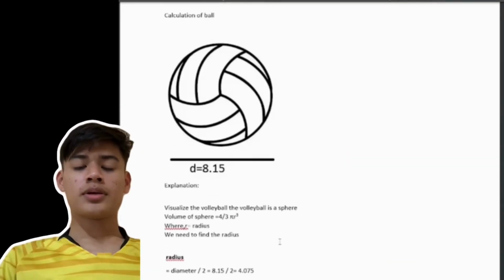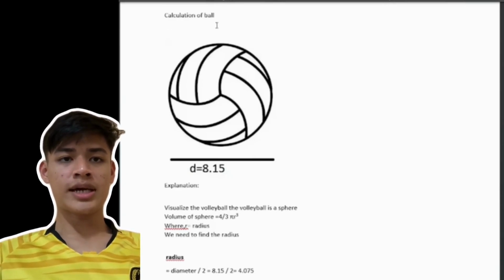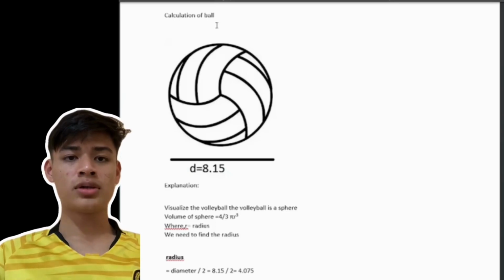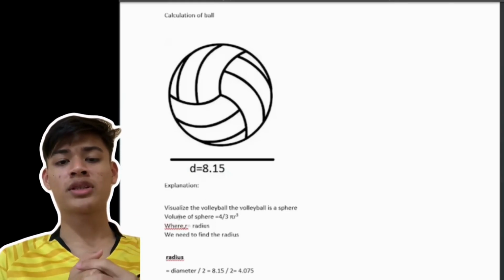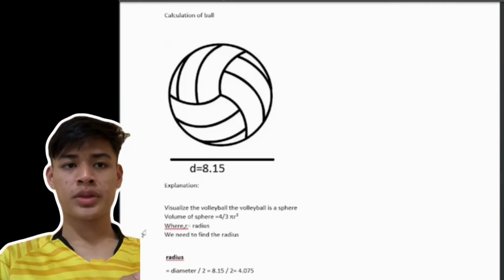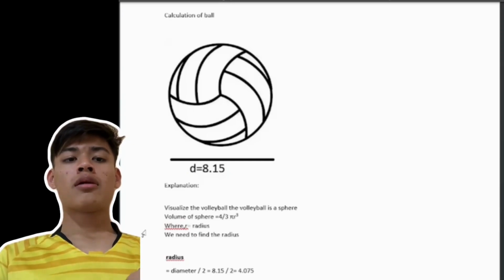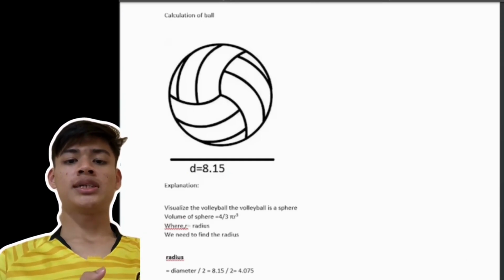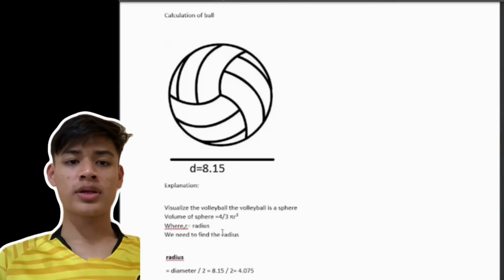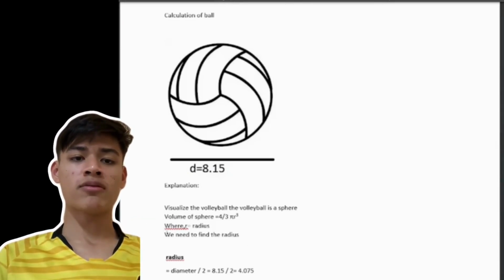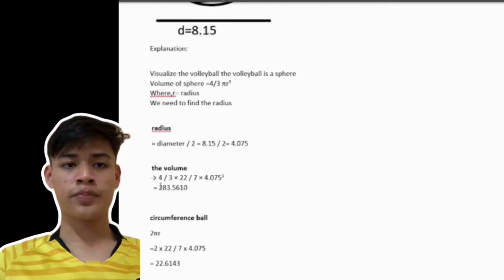Okay, so let's move on to the calculation of the ball. Here, as you can see, the volleyball is a sphere. So the volume of a sphere is 4 over 3 pi r cubed, where r is the radius. So how do we find the radius? The formula of the radius is diameter over 2. And what we got here is 4.075. So let's move to the volume.